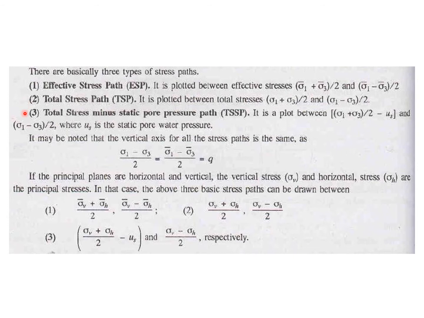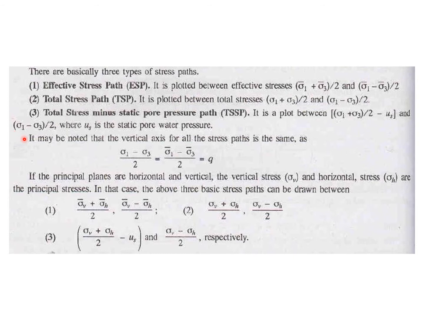And as far as the total stress minus static core pressure path TSSP is concerned, it is the plot between sigma 1 plus sigma 3 over 2 minus u and sigma 1 minus sigma 3 over 2, where u sub s is the static core water pressure.